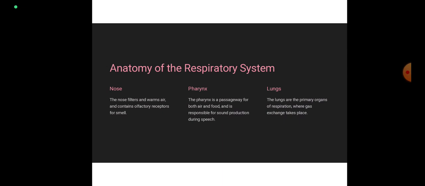Lungs. The lungs are the primary organ of respiration where gas exchange takes place. Organs of the respiratory system: nose, pharynx, larynx, trachea, bronchi, bronchioles, alveoli, lungs, pleural layer, and intercostal muscles, diaphragm.